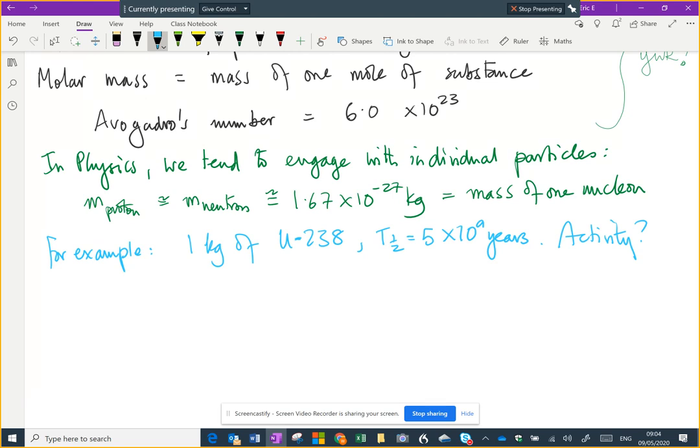Well, we know that we've got a formula that the activity equals minus lambda n. Casper, can you remind me what these letters stand for? Are you there, Casper? What about Alex? Alex, can you remind me what these letters stand for?